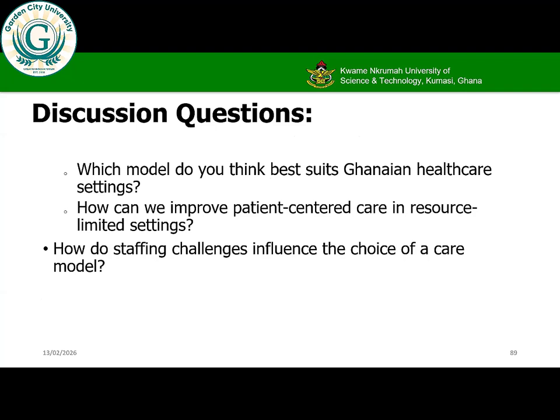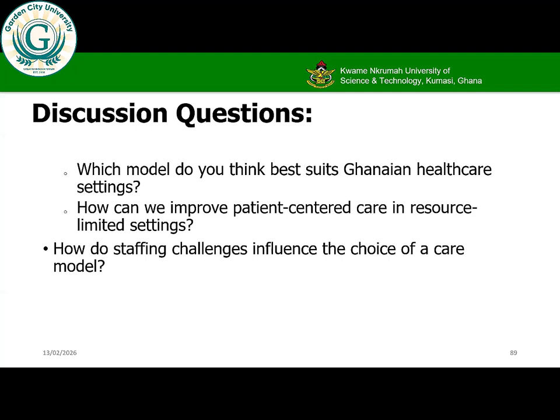By you, let's discuss which model do you think best suits Ghanaian healthcare settings? Which model? So which model do you think best suits Ghanaian healthcare settings? Wherever you are working, which model do you think will suit your care setting? Let's discuss.